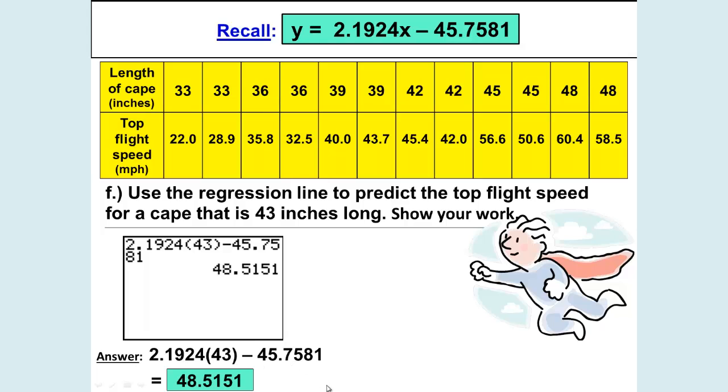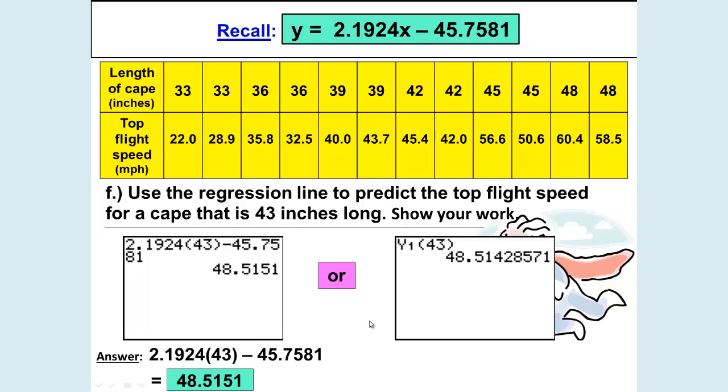Showing your work on your paper is that you just write down 2.1924 times 43 minus 45.7581 gives you 48.5151. And you should round that to the same number of decimal places as your original data, and that should be 48.5. Or you can use your calculator and type in y1 parentheses 43, which gives you 48.514. It's slightly different, but rounded to 1 decimal place still would give you 48.5.